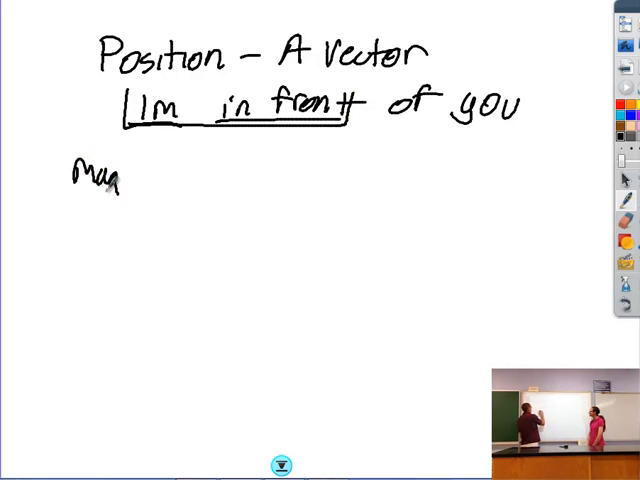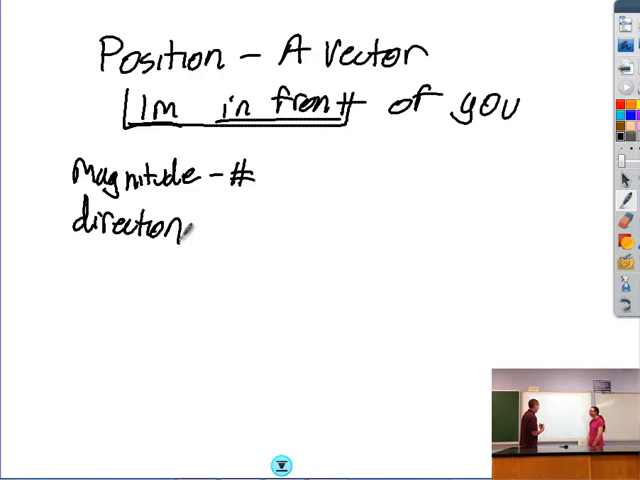So we have the magnitude, which is a number. Magnitude is the 1 meter part. We have a direction, which is self-explanatory. There's lots of different ways we're going to end up using direction. It can be negative, it can be positive, it can be left, it can be right, whatever. In front works. Of you, this is not part of the vector. This is part of the position. Okay, so magnitude and direction make up a vector.